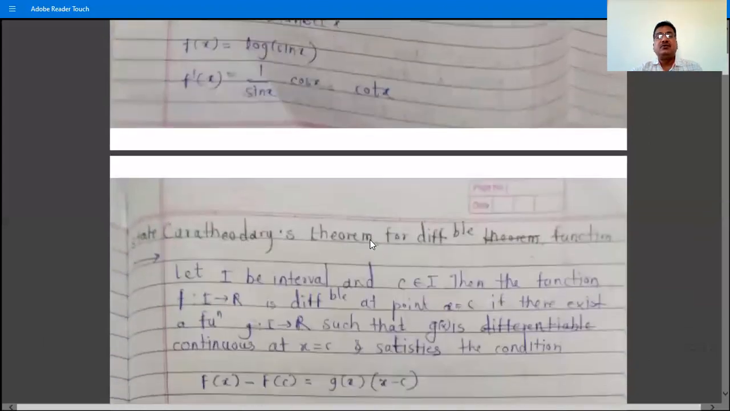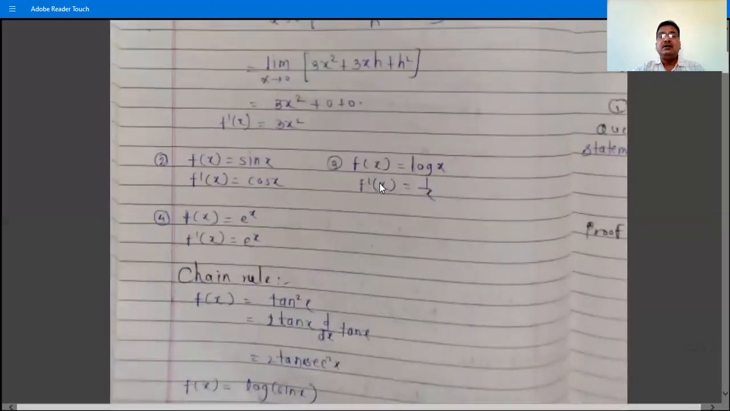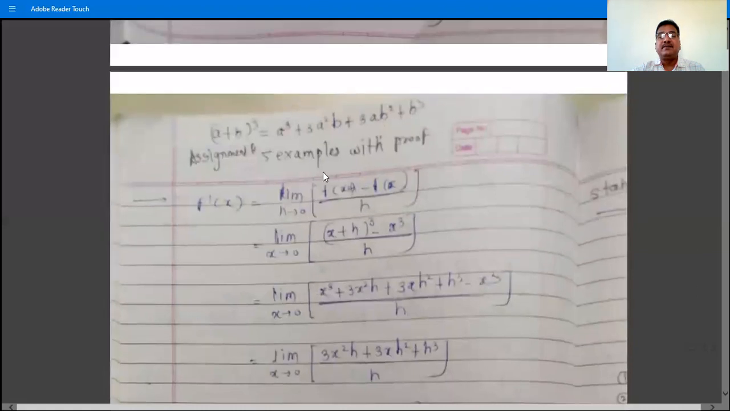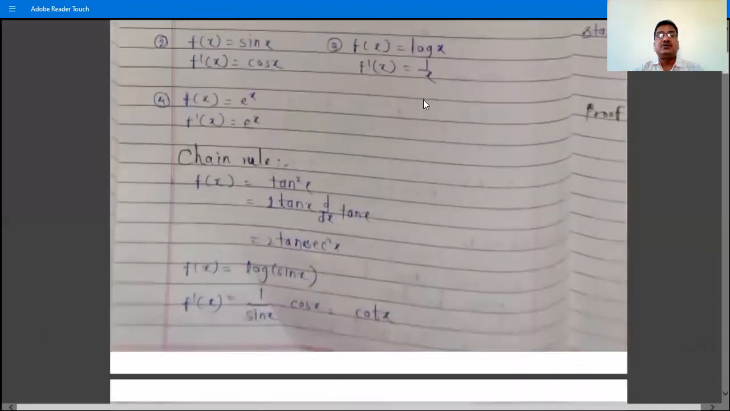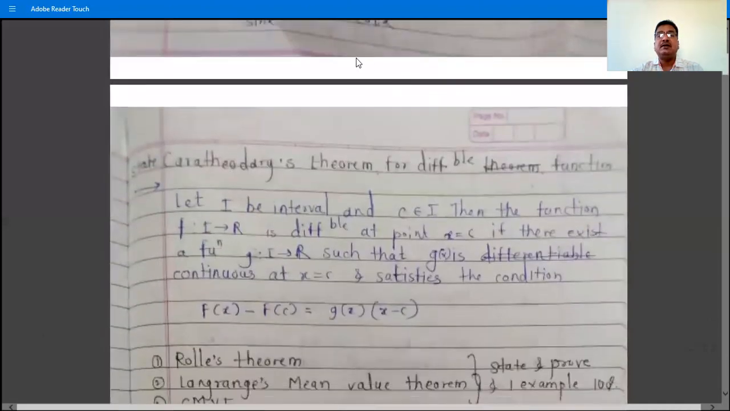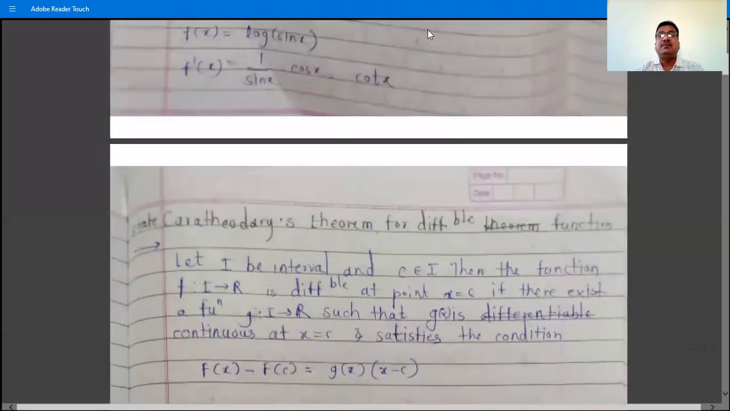So write all the rules of derivative and give their proofs like this, by using this definition: f'(x) is equal to limit h tends to 0, (f(x plus h) minus f(x)) divided by h. Write all the rules of derivative first here, and then give the proofs of all the examples by using the definition, that is, the derivative of the function by using the definition. So we will see the next topic, Rolle's and other theorems for differentiable functions, in the next lecture.